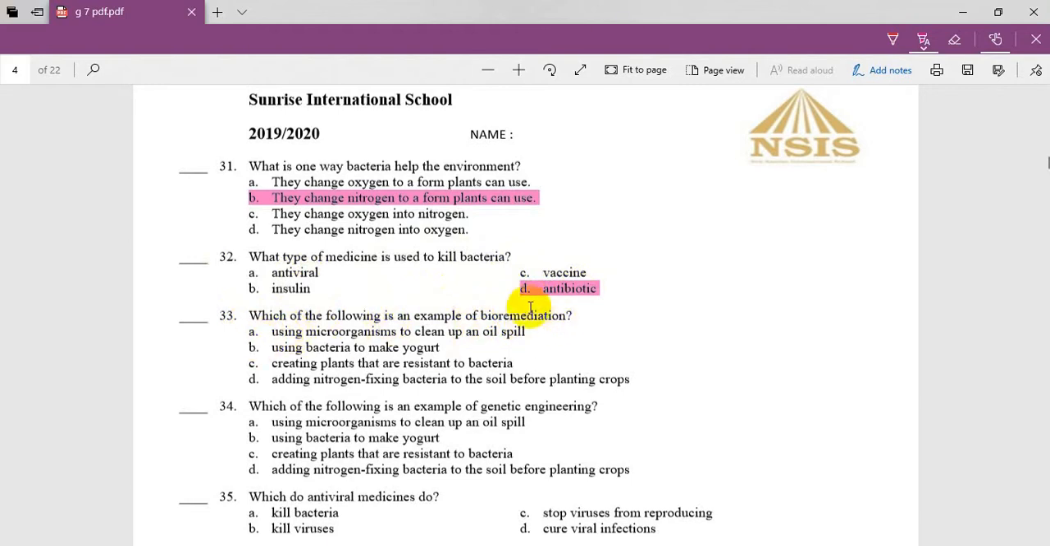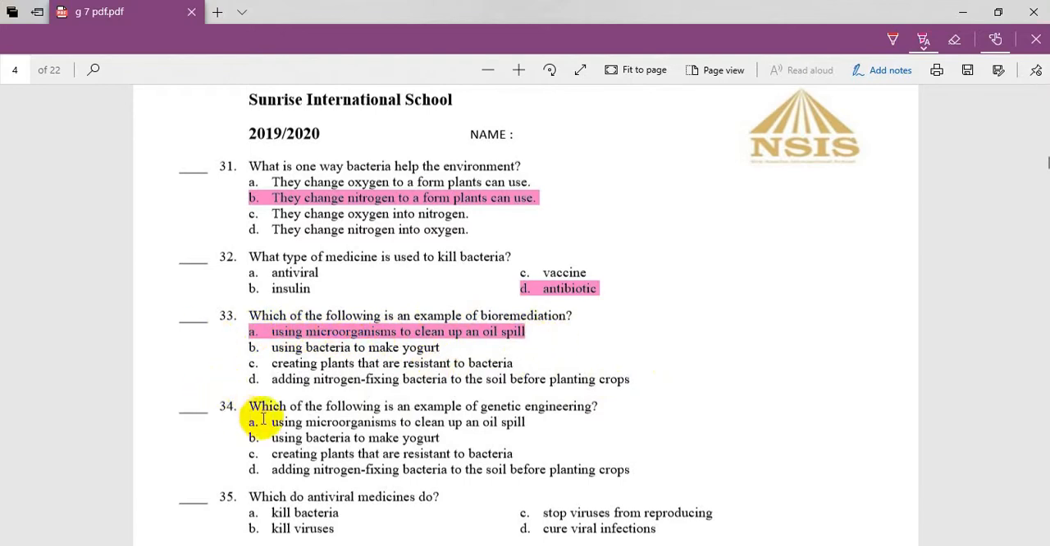We use bacterium bioremediation to clean up the environment and to change harmful substances into harmless ones. So the options are using microorganisms to clean up oil spills, or using bacteria to make yogurt, or creating plants that are resistant to bacteria, or adding nitrogen fixing bacteria to the soil before planting crops. As we said, we use them to clean up the environment, so we will choose letter A, to clean up oil spills.